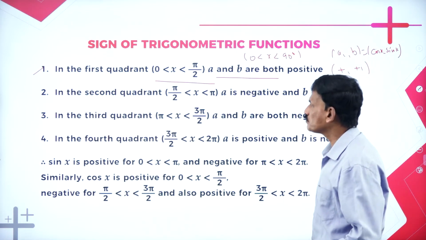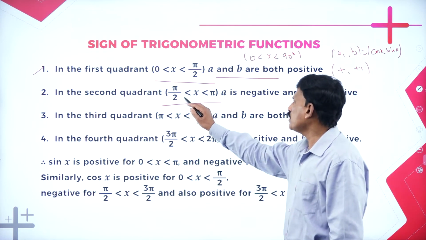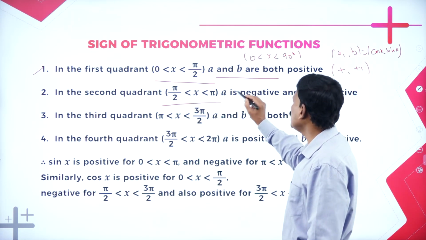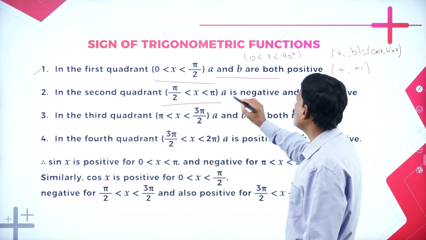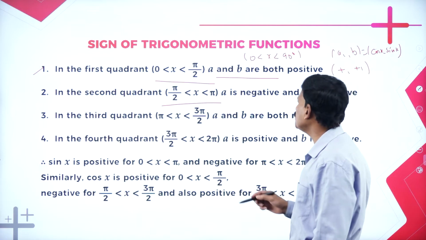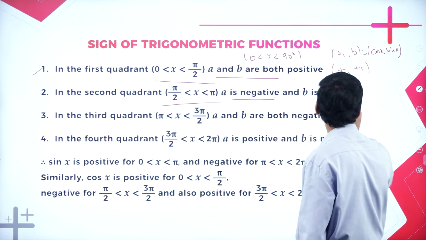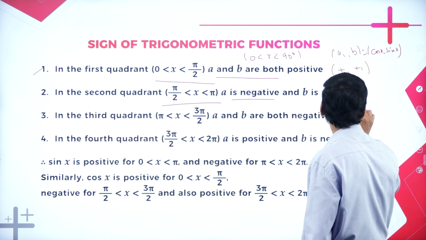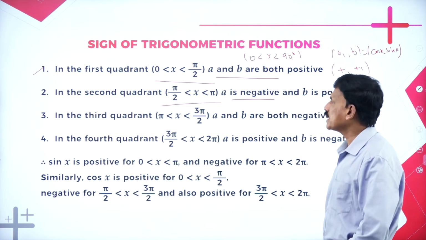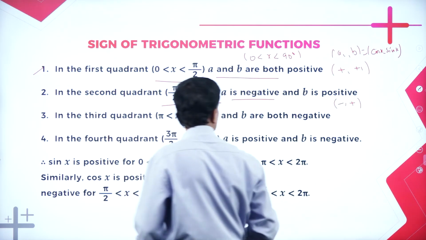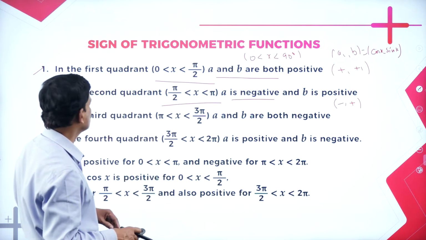Okay. Now in the second quadrant, 90 less than x less than pi, meaning pi by 2 less than x less than pi, meaning 90 less than x less than 180. So if the value of x is in between 90 to 180, a is negative and b is positive. a is negative means cos is negative and sin is positive. So in second quadrant, we have cos as negative whereas sin as positive.